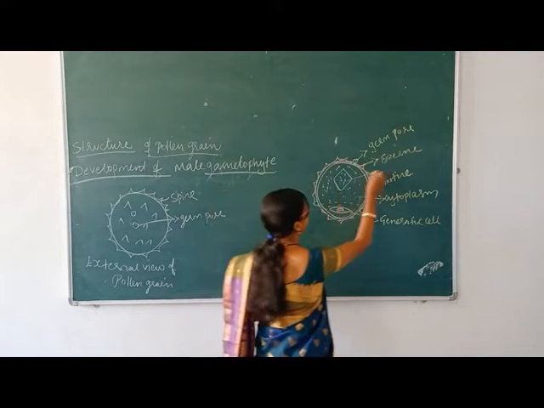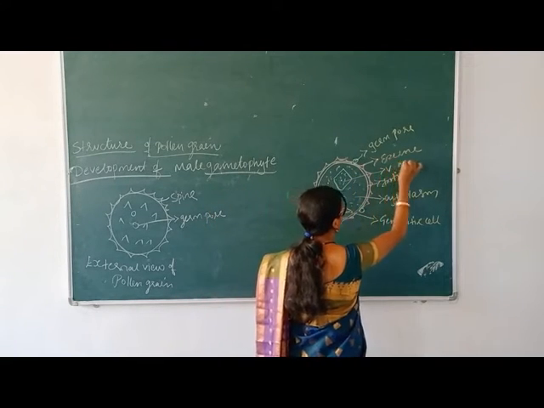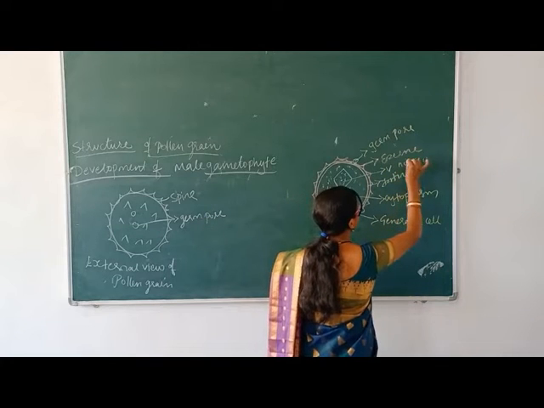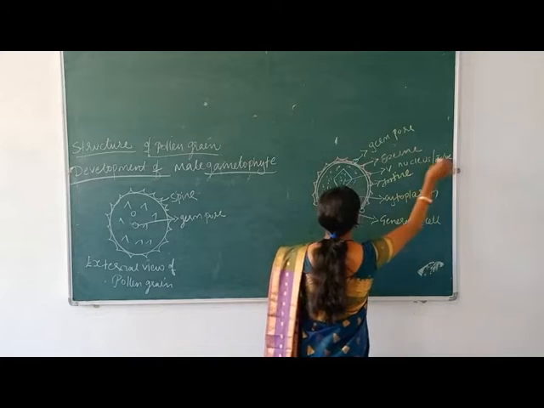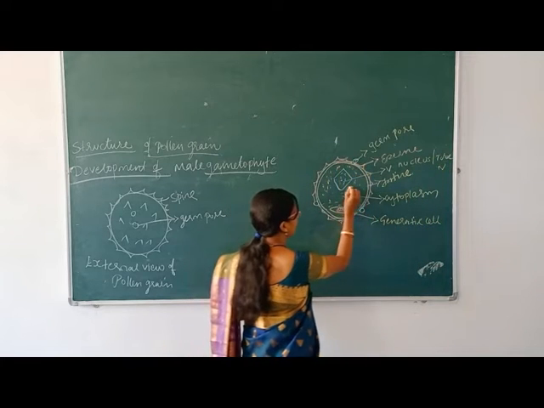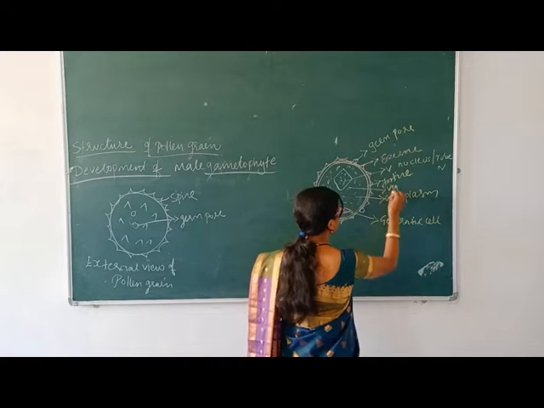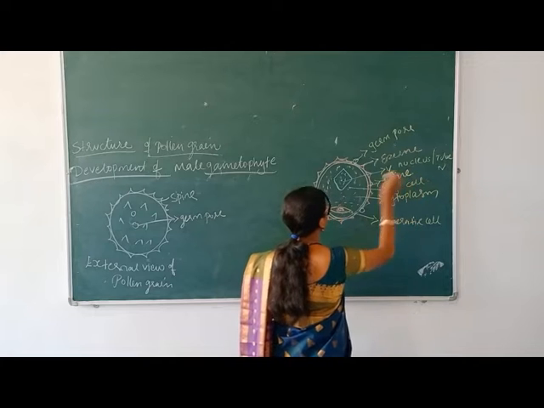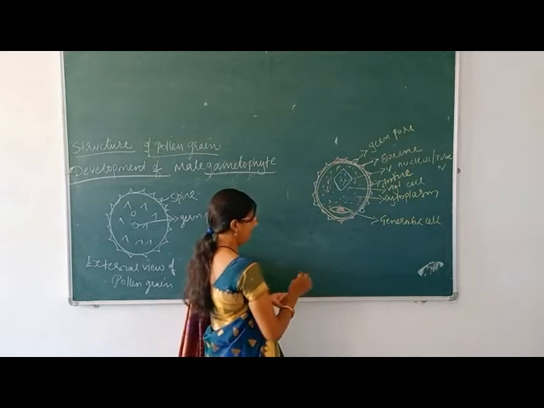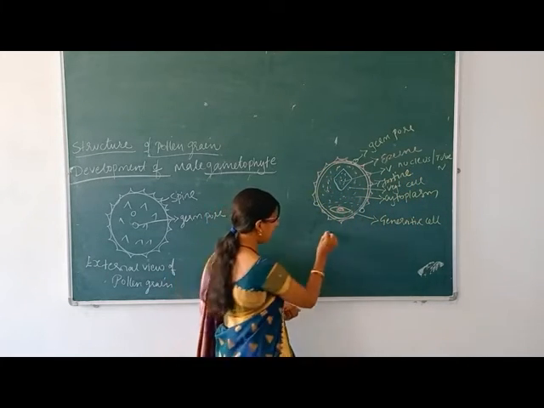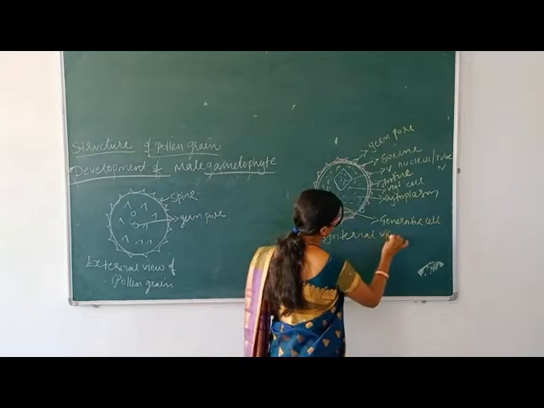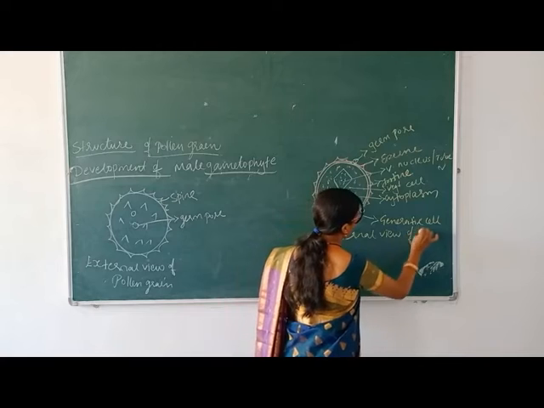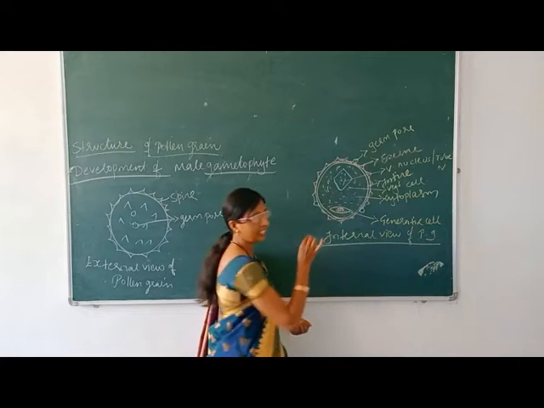So next is the vegetative nucleus, or it is called tube nucleus, and this is called a vegetative cell. Okay, this is the internal view of a pollen grain.